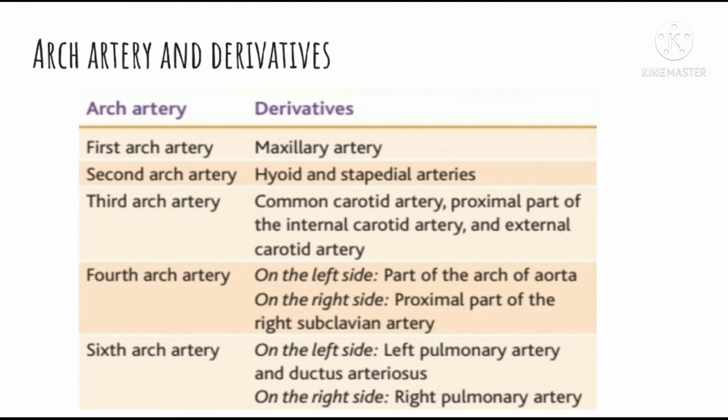Now, out of the first, second, third, fourth and sixth aortic arches, let's talk about the first and the second arch arteries. The first aortic arch will also degenerate, and its remnant will be a part of the maxillary artery, and the second aortic arch will form the hyoid and the stapedial arteries. The hyoid and the stapedial arteries will cease to exist after the fetal life is over, that is, they will not be present in the adult.